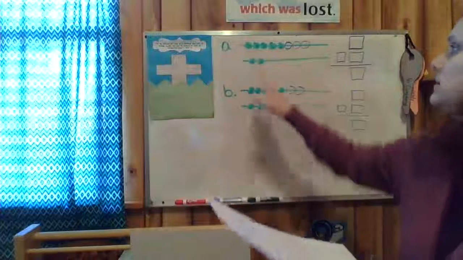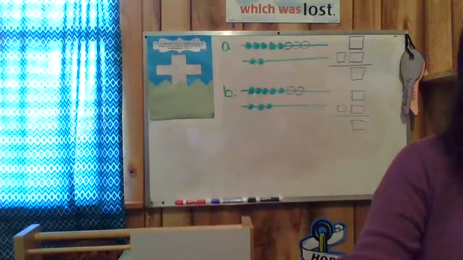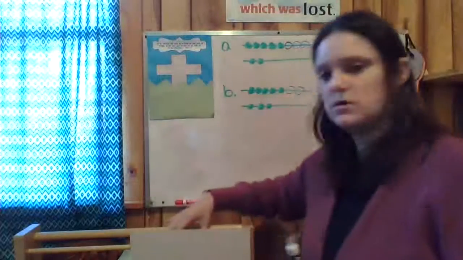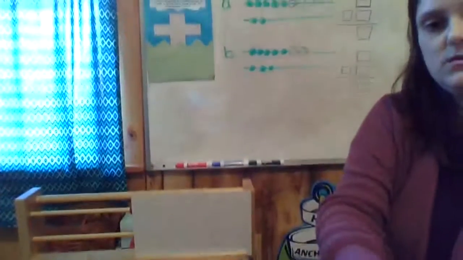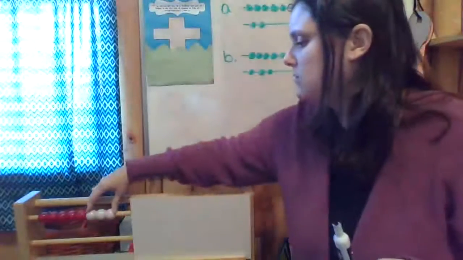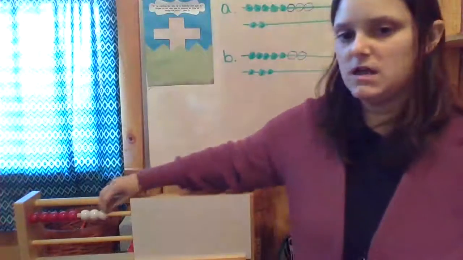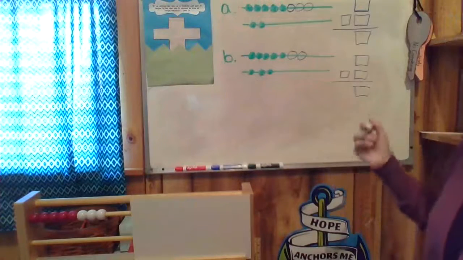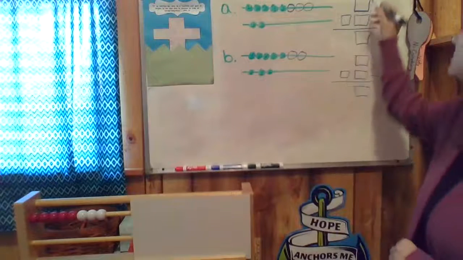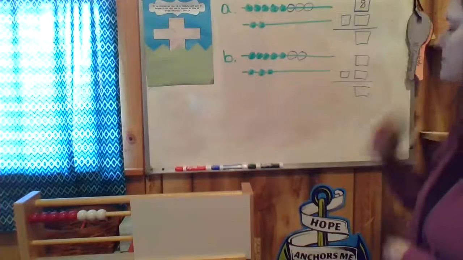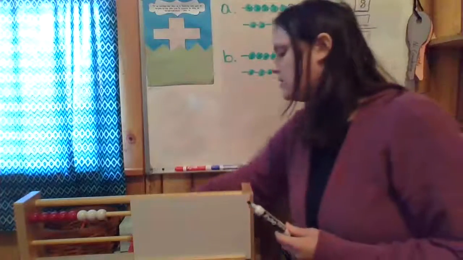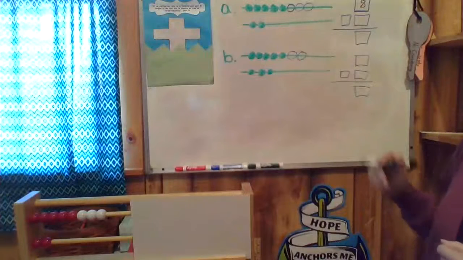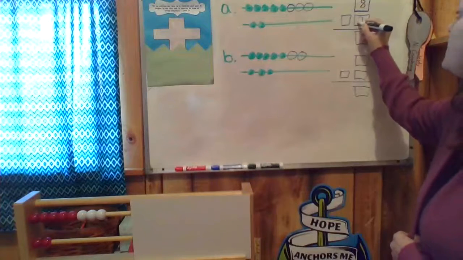Okay, so let's do a couple of these together. I have letter A up here. So we're going to figure out how many beads we have for letter A. I'll tilt it down so you can see it. So we got 5 red and 3 white. So 5 and 3. So how many is that for the top row? 8. So I'm going to put 8 in my top box. Then on the bottom row, I moved how many red over? 2. So I'm going to put 2 in the next box.